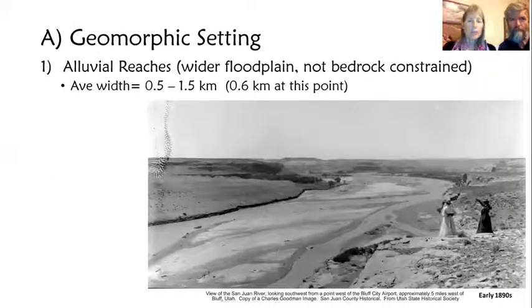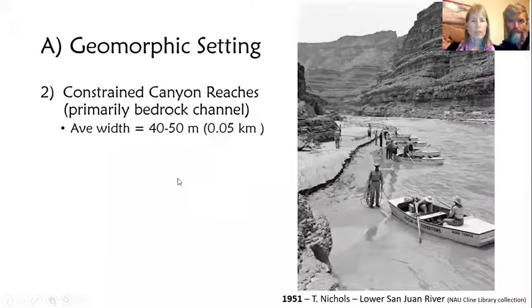The alluvial reaches look like this. They're wide floodplains, not really constrained by bedrock. And in this case, lots of room for the river channel to move back and forth, at least before vegetation, versus the constrained canyon reaches, which are about an order of magnitude smaller, narrower, and they're constrained by bedrock and often have bedrock channels and minimal sediment.